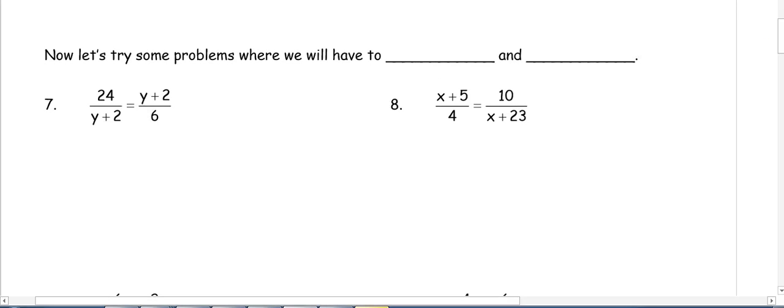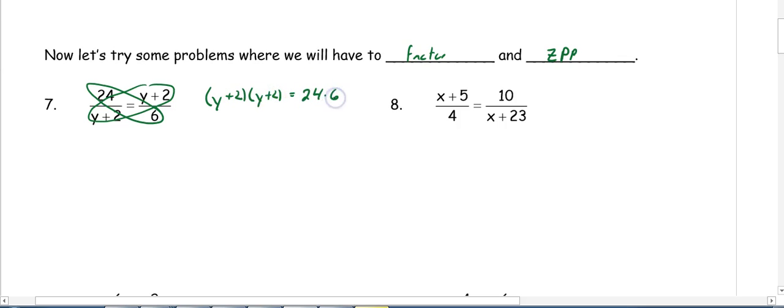Now let's try some problems where we are going to need to factor and then use ZPP, which is zero product property. So in number 7, when we cross multiply, we have (y plus 2) times (y plus 2) equals 24 times 6. So when I distribute, y squared plus 2y plus 2y plus 4 equals 144.